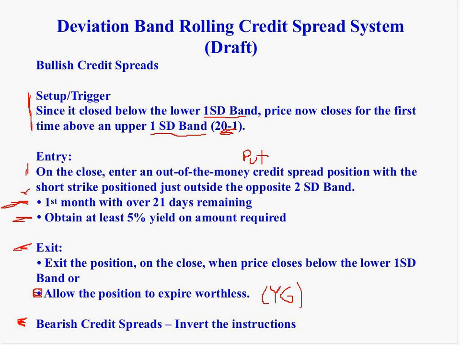Now, here's the deal. When price reverses, closes on that opposite SD line, signaling a trend on the bear side, a bearish trend, when it signals an opposite signal, go ahead and exit it. Exit at the close. Price closes below the lower 1 SD band.